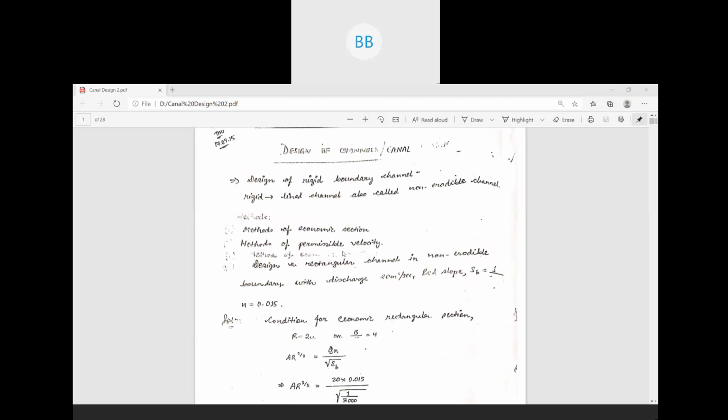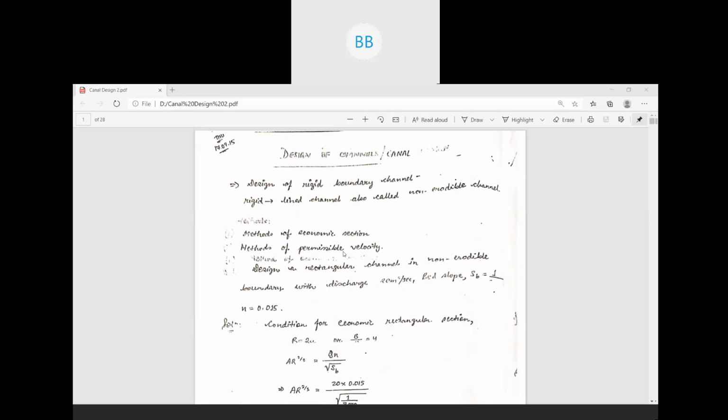You see, we have already completed that kernel design process for mobile boundary. Okay, so today we are going to discuss the process for designing kernel for rigid boundary, or you can say non-erodible boundary. So designing of rigid boundary kernel, also known as non-erodible channel.